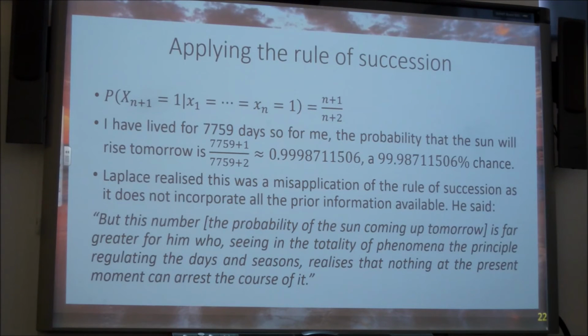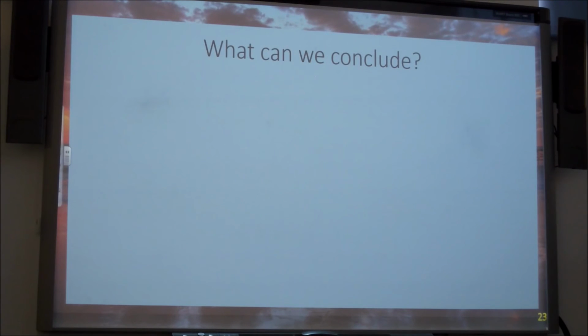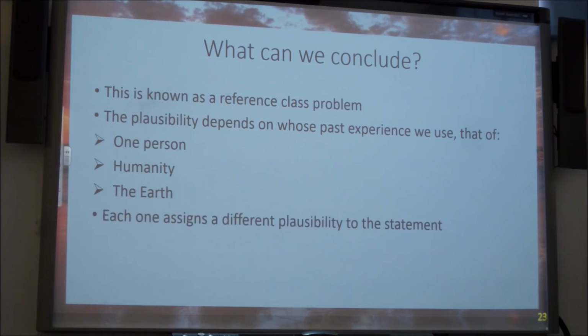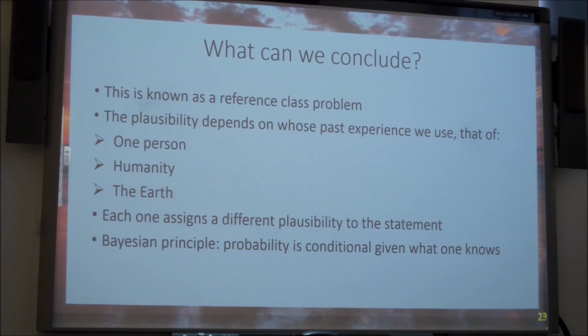So basically, if you just look at the history of the Earth and you've seen the sun's risen for so many days, and you look at the science behind it all, then really nothing's going to stop it rising tomorrow. So this is known as a reference class problem, because we get different answers depending on whose experience we use. We could use one person, the whole of humanity, or the experience of the Earth, and each one would give us a different plausibility. And the Bayesian principle is that our probability is conditional on what one knows, but what we know varies between people, so we get different answers.